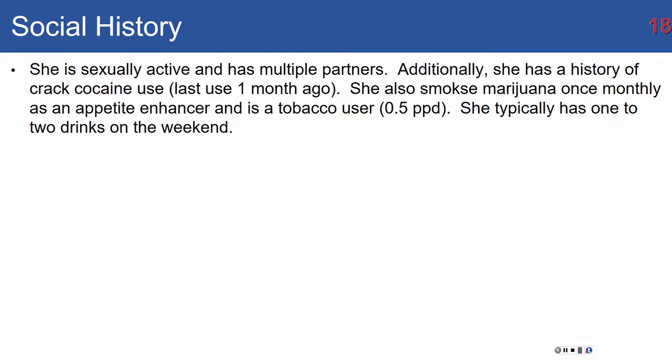But now let's take a little bit more history. The rest of the social history is that she's sexually active, has multiple partners. She has a history of crack cocaine use, not within the last month. She smokes marijuana once monthly, is a tobacco user, and has typically 1 to 2 drinks on the weekend. So now knowing this social history, would you think that the HIV test would be a false positive?